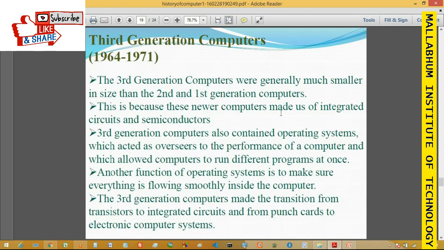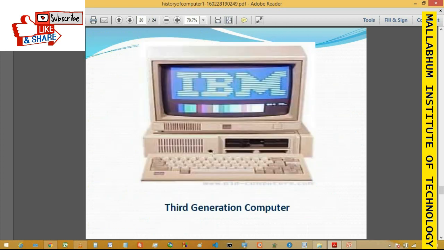Now the third generation computer, as I have already said, is where integrated circuit technology comes into the picture. The integrated circuit technology and the semiconductor come into the picture from this generation. So you can also incorporate a large amount of memory in the processor for stored programs or different functionality purposes. Operating systems also were introduced from there. So this is the third generation computer. Punch cards were also introduced in this generation. And this is an example of an IBM machine, third generation computer, the IBM 360.